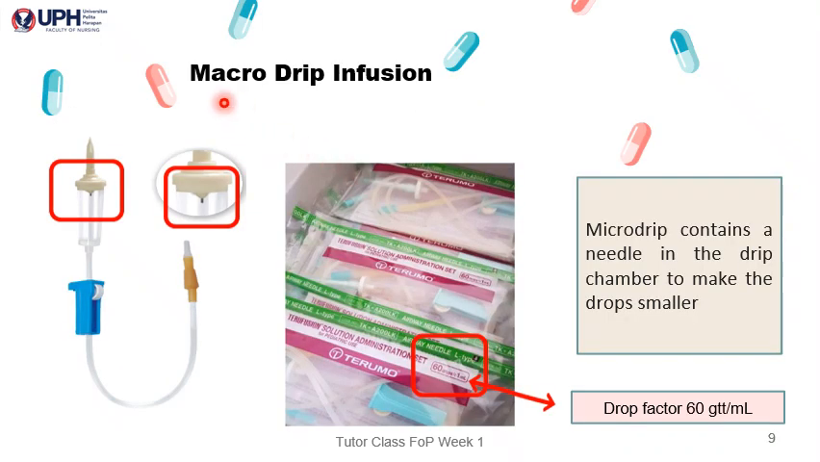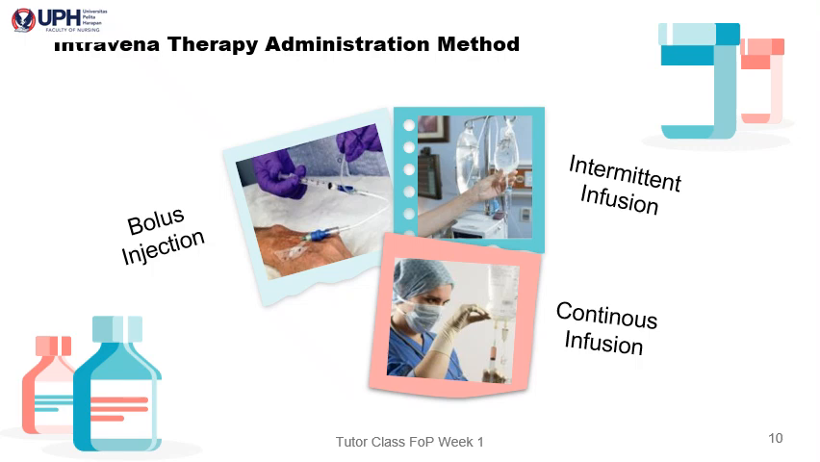Now, this is the macro. This is the micro drip factor. So you'll have the needle in the drip chamber to make it smaller. And you'll see here it's 60 drops per 1 milliliter. So you'll always check the drips here and you'll see the needle. Check the drop factor again on the chamber and also on the packaging.